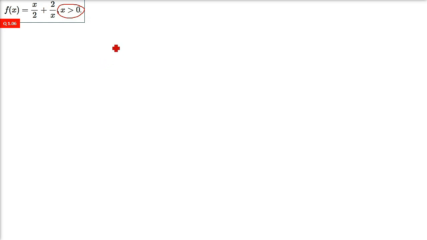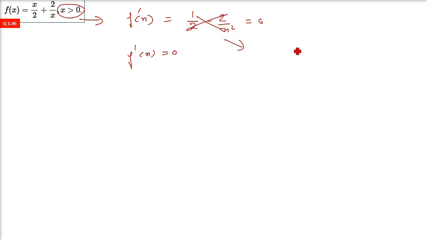In this question, x is greater than 0. We have already done a question like this. We have the function. We have to take the derivative. First derivative, and you already know the derivative: half minus 2 by x square. Next is to equate it to 0. 1 by 2 minus 2 by x square is equal to 0. So you'll get (x square minus 4) by 2x square. I've just taken the LCM.